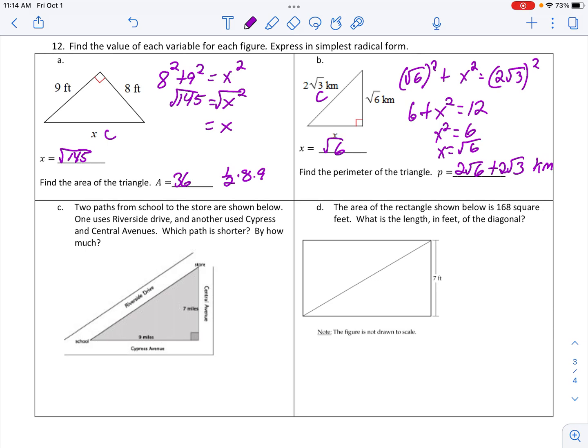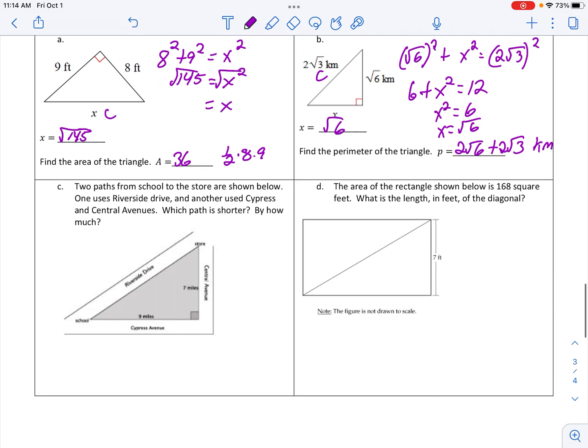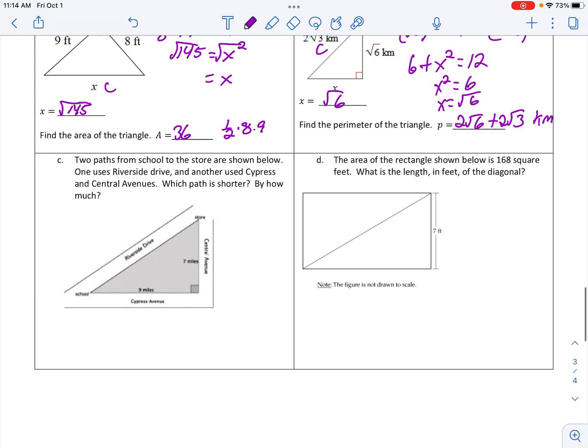Letter C. 2 paths from the school to the store are shown below. One uses Riverside Drive, and the other one uses Cypress and Central. Which path is shorter? So we have the path from school to the store along Cypress and then Central. If we walk Cypress, that's 9. Central is 16 miles. That's quite the walk there.